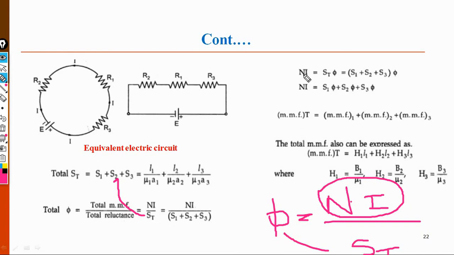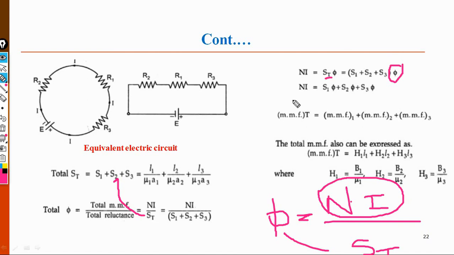Then rearranging the equation, Ni is equal to ST into phi. Put the value of ST as S1 plus S2 plus S3, and multiplying by phi, Ni is equal to S1 phi plus S2 phi plus S3 phi. That means total MMF depends on the reluctance of each circuit and the flux produced in each circuit. Now this is the exact concept of the series magnetic circuit.